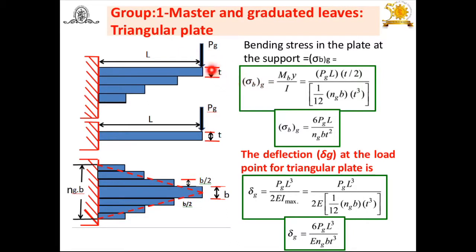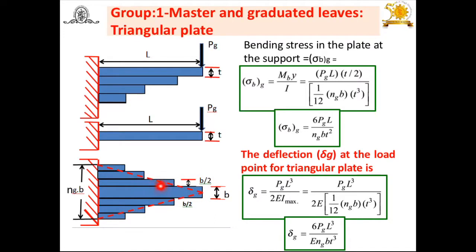Y means t by 2, the distance, and I is the moment of inertia, 1 by 12 into n_g b into t cube. So you can substitute, and you will get the bending stress in the plate at this support. Then, second, we have to find out the deflection.